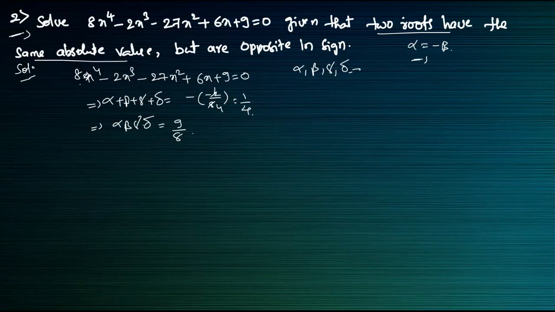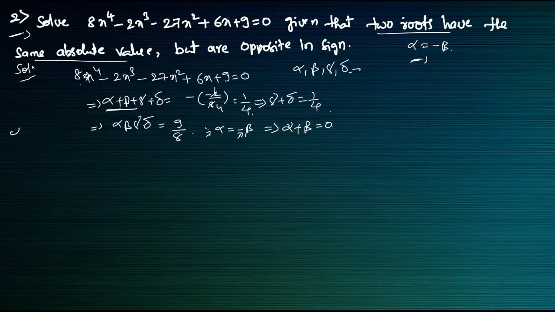So the condition is alpha is equal to minus beta. From this condition, the roots have equal absolute value but opposite signs, this is plus 1, this is minus 1. So now we can write alpha plus beta is equal to 0. Then gamma plus delta is equal to how much? 1 by 4 will come here.